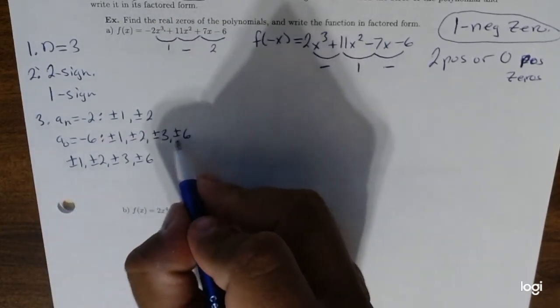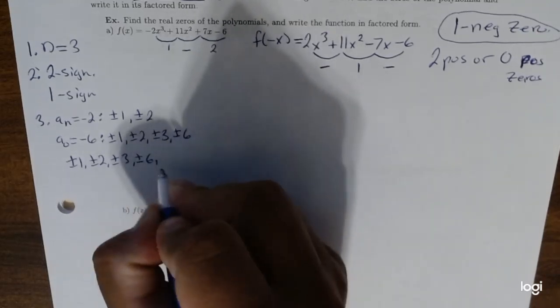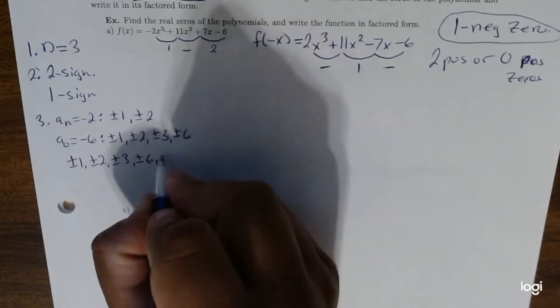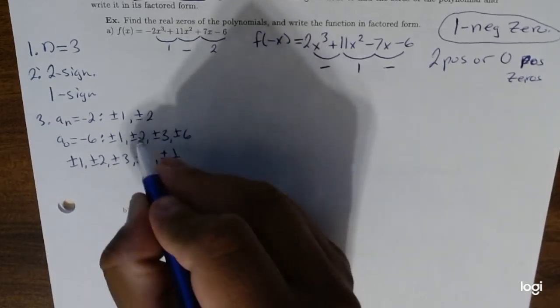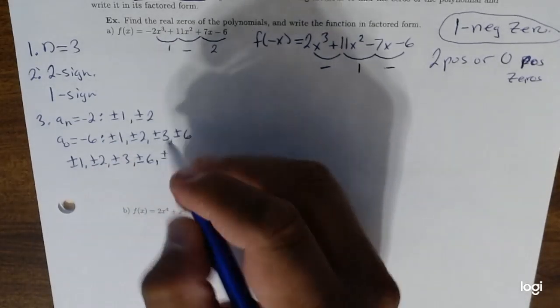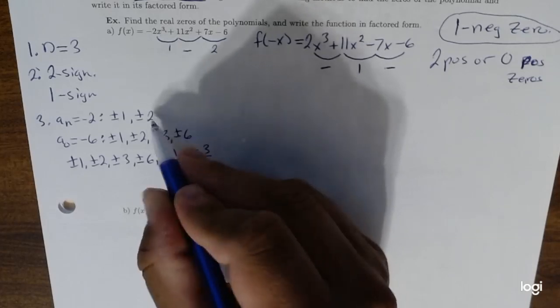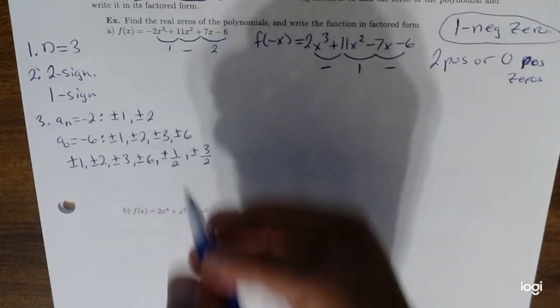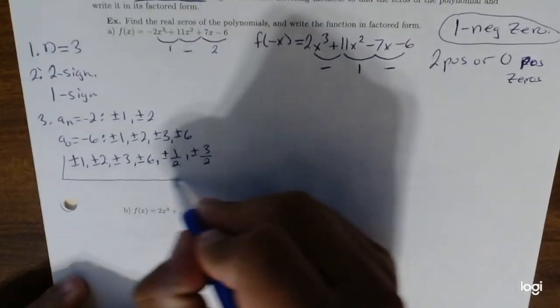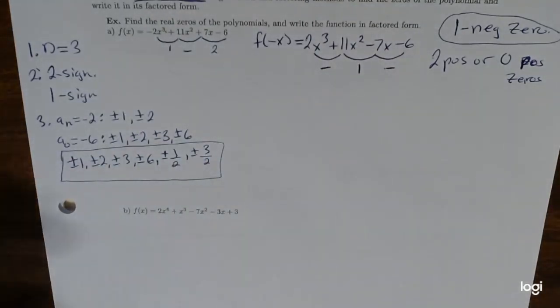And then all these divided by 2. I'm just going to write the ones that are non-repeated. So 1 divided by 2 gives you the half. 2 divided by 2 is 1, so that's repeated. And then 3 divided by 2. And then 6 divided by 2 gives you 3, which I already have. So these are the possible zeros to choose from. We're guaranteed they're going to be somewhere in here, possibly. That's steps 1, 2, and 3.